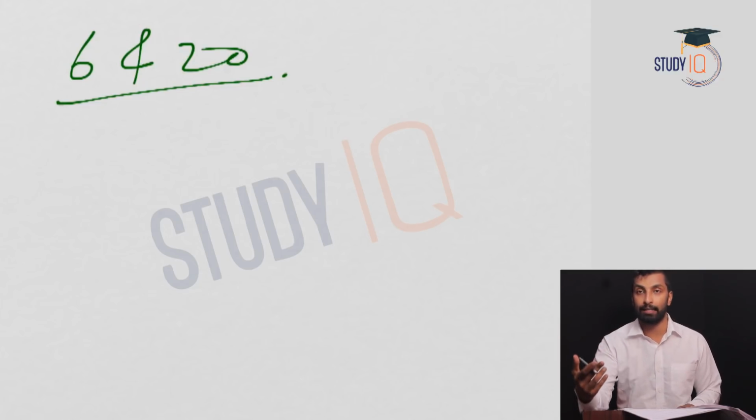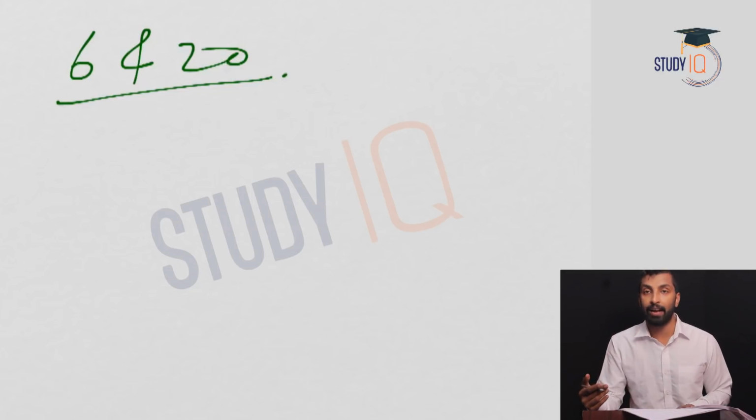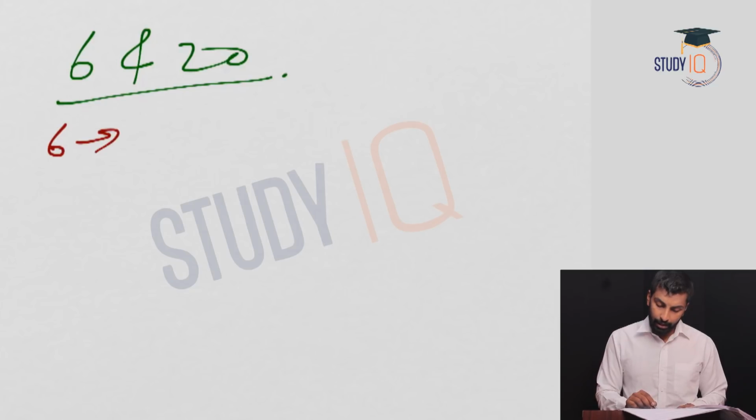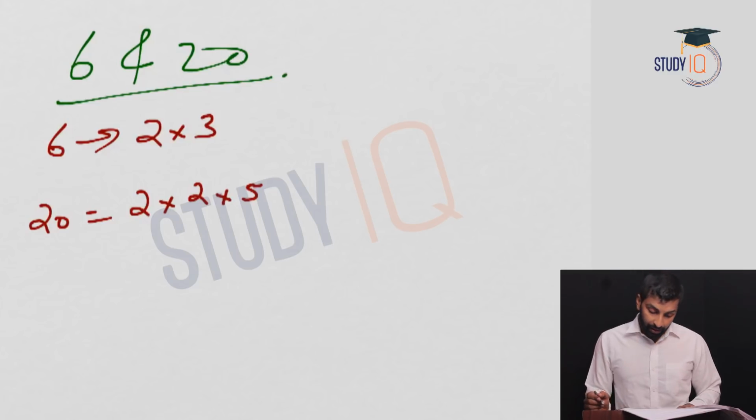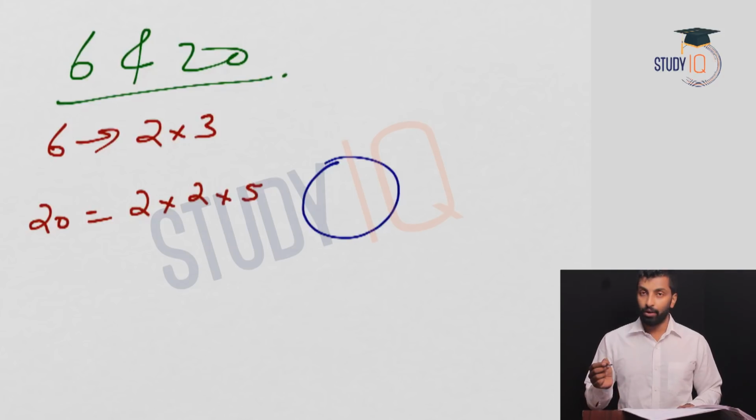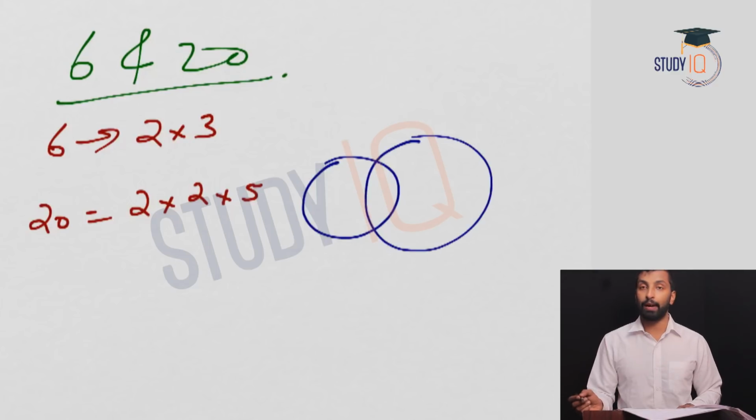Okay, so let's visualize in a Venn diagram. 6 you can write as 2 into 3, and 20 you can write as 5 into 4, so basically 2 into 2 into 5. Now if you make a Venn diagram for the 6 and 20, how will you make it? So this is 6. Let's make a bigger diagram for 20. Okay, now what is common here?